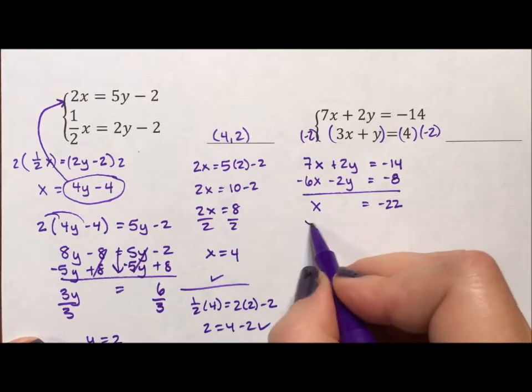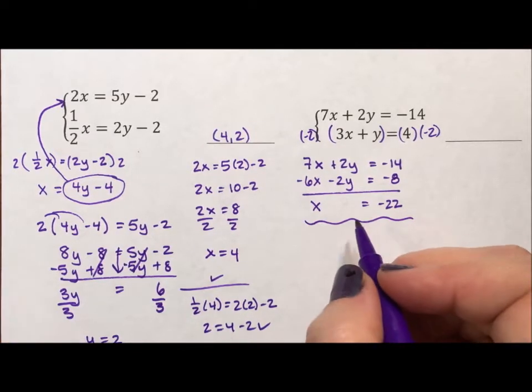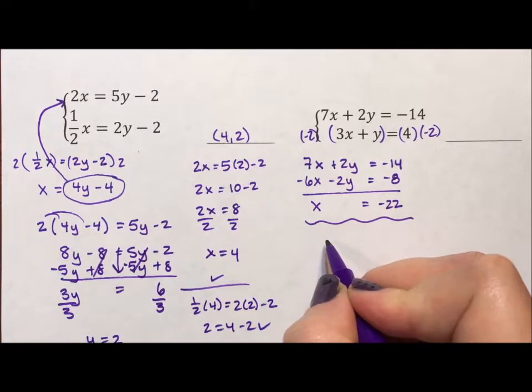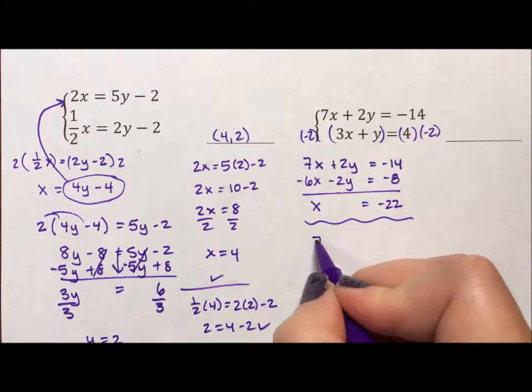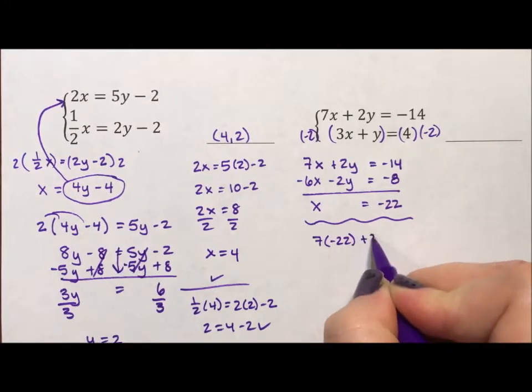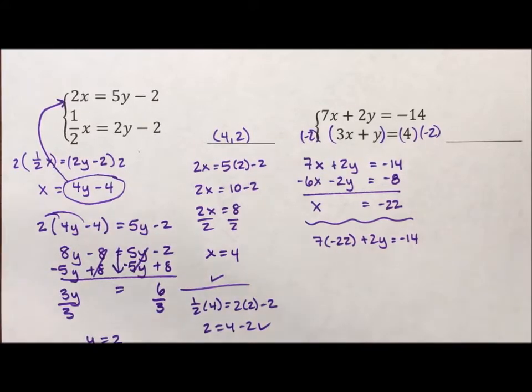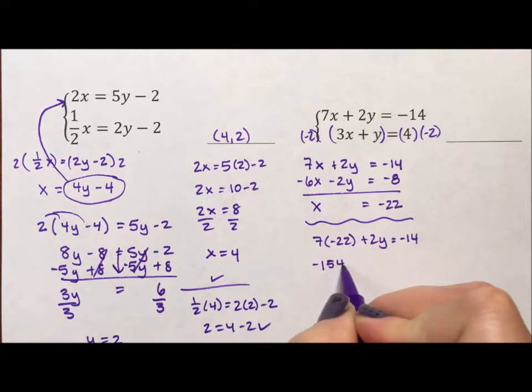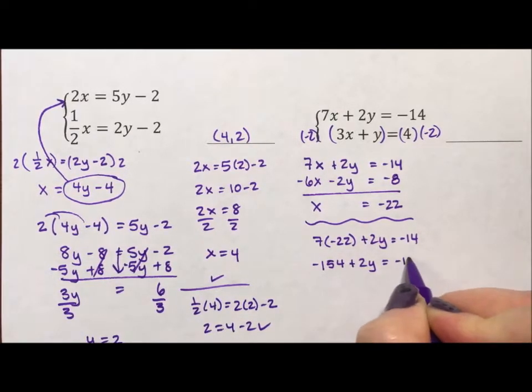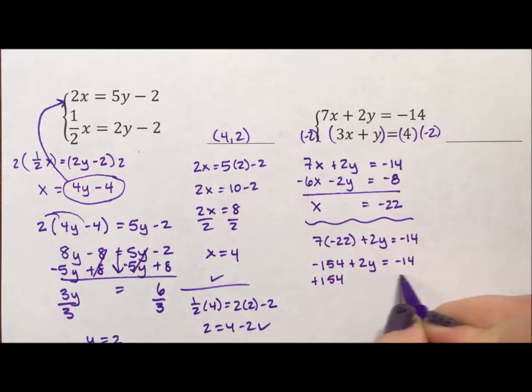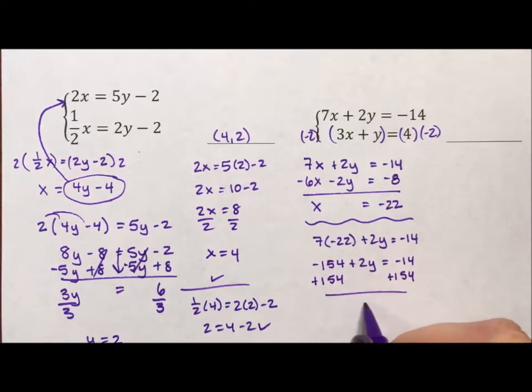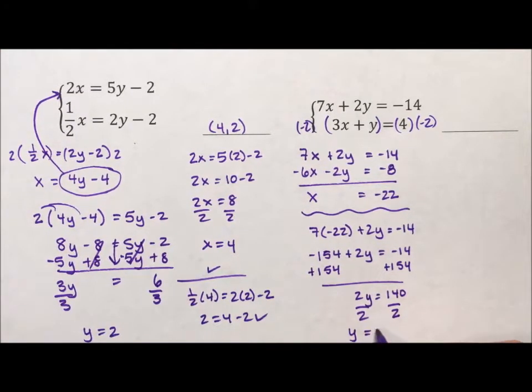All right, so now what I'm going to do is plug this into the top equation and solve for y. So I'm going to take 7 times -22 plus 2y equals -14. And then 7 times -22 is -154, plus 2y equals -14. I'm going to add 154 to both sides. And I'm going to get that 2y is equal to 140. Divide by 2, and I'm going to get that y is equal to 70.